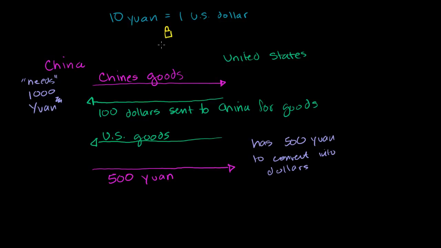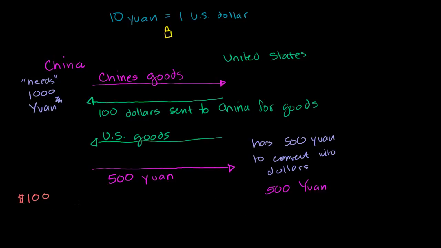Now, in order for this lock and for this peg to occur, we saw in the last video that the Chinese central bank needs to intervene. Remember, where are the excess dollars? They're over here. Let me make it clear. There's $100 over here that needs to be converted into yuan. We have the 500 yuan over here that needs to be converted into dollars.